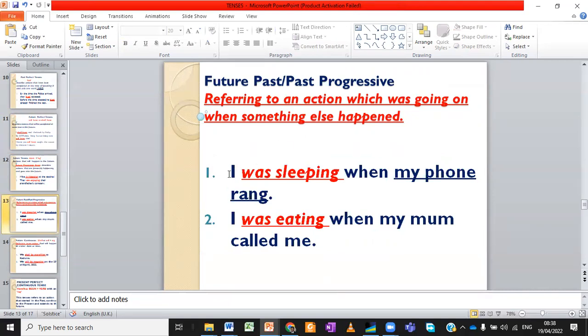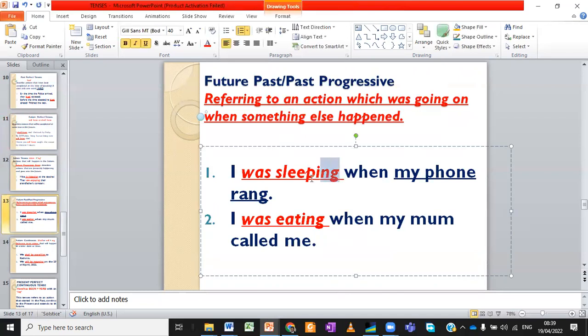Now, listen to this. I was sleeping when my phone rang. What action was going on before? That you're sleeping. Yes, this action was going on before your phone rang. So this second action kind of interrupted the first action. That is the definition of future past or past progressive.